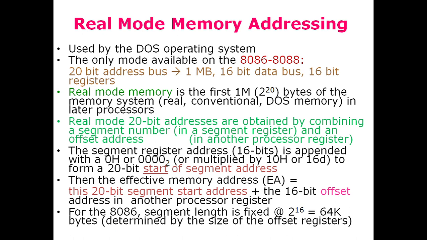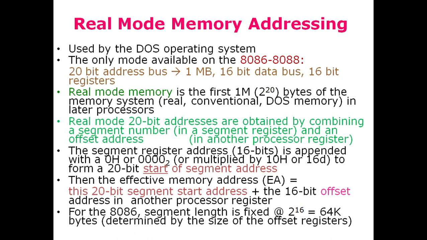The data bus in the 8086 is 16-bit, while the data bus in the 8088 microprocessor is 8-bit. There are 16-bit registers in both of these microprocessors. In real mode, the first 1 megabyte of the memory system is called real or conventional or DOS memory.